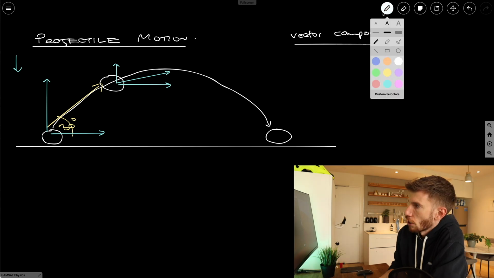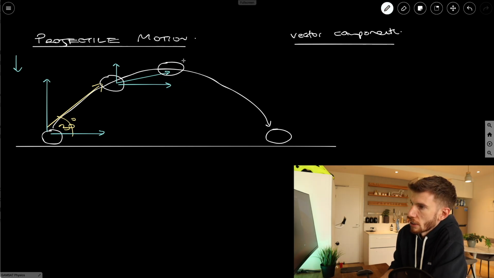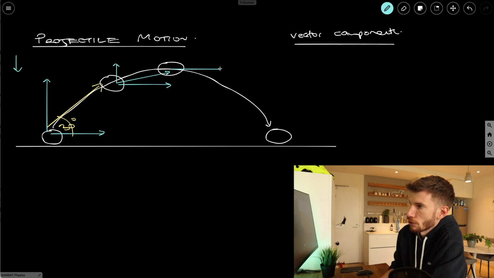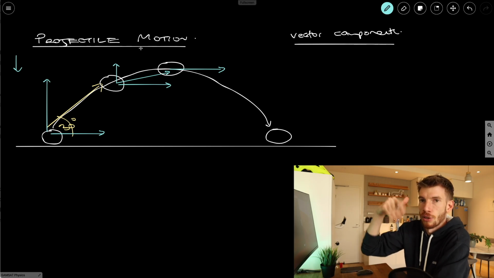When it reaches the top, this is one of the most important points. At this point, again, its horizontal motion, or its horizontal vector, is still constant, the same as it was when it was launched. But by this point, gravity has now completely cancelled out that vertical motion.